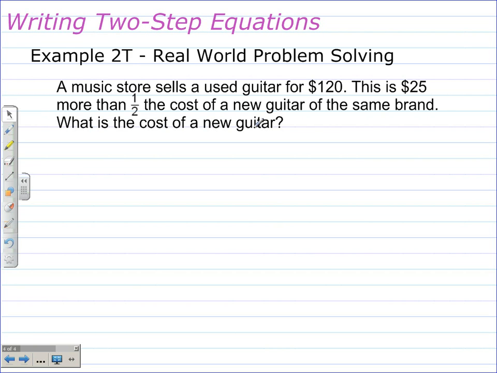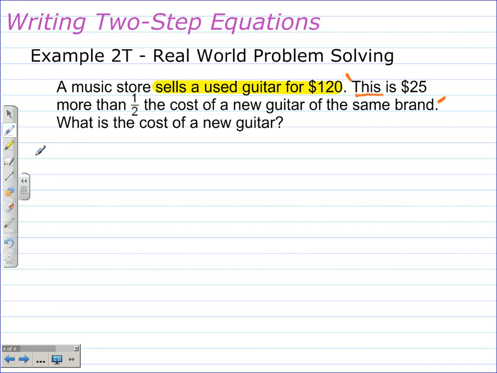So we're ultimately going to want to find the cost of a new guitar. But we want to define a variable and write an equation. To do that, I like to reread the problem to find out the useful information. In the first sentence, a music store sells a used guitar for $120. We know they sell the used guitar for $120. The next sentence is the sentence we're going to translate into our equation. Now this word, this, refers back to the price of the used guitar. And this is the sentence we're going to translate into our equation right here.